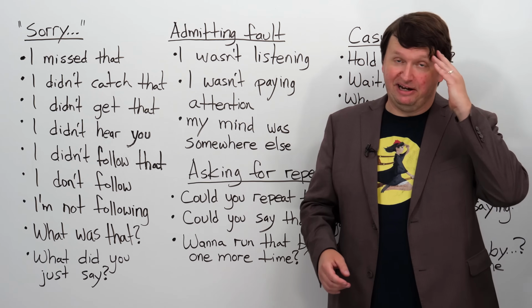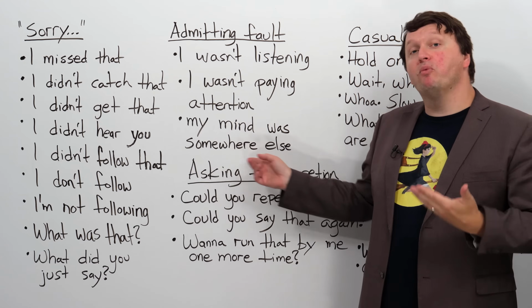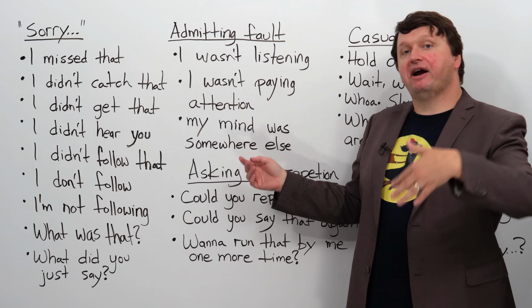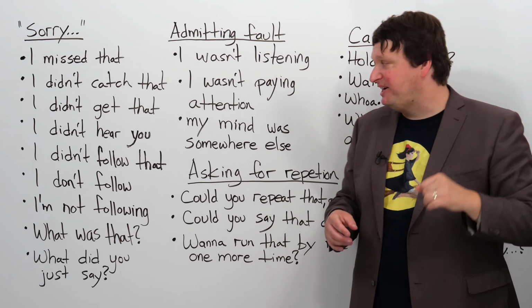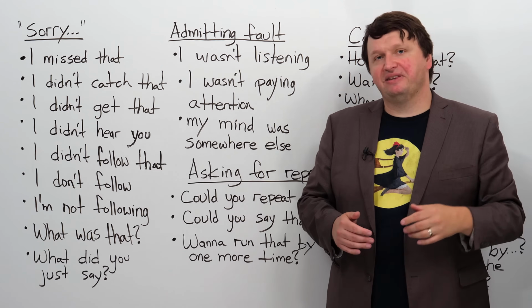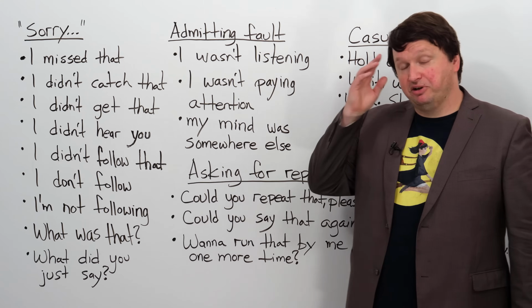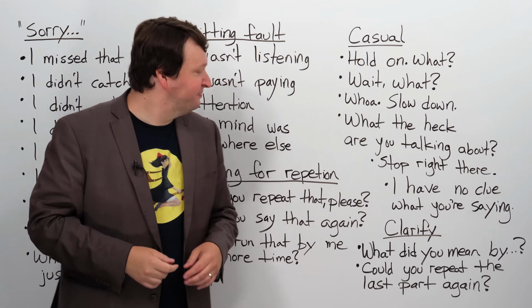Or, "Sorry, my mind was elsewhere." Or my mind was somewhere else. So you can say elsewhere. This just means somewhere else. Not here. My mind was in a different place. Okay? So you can admit that you weren't paying attention, that you weren't listening, or that your mind was, you were thinking about lunch later or something.